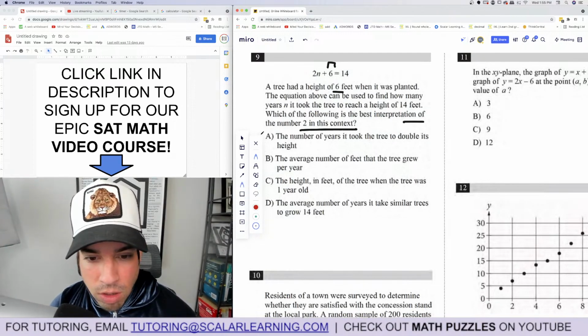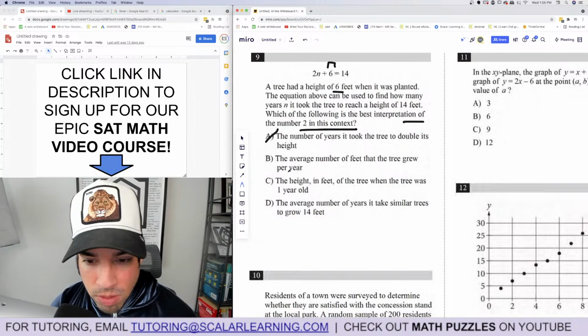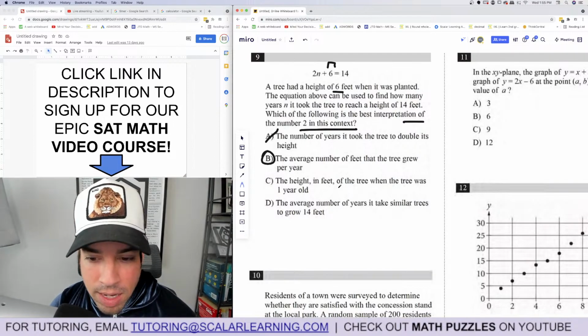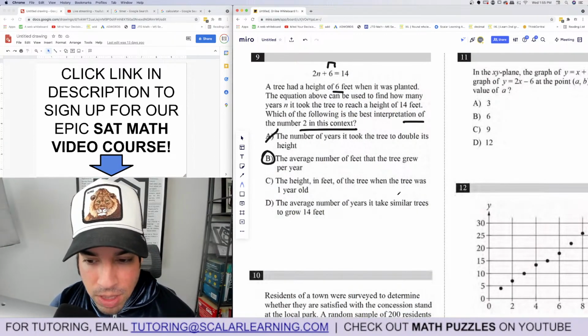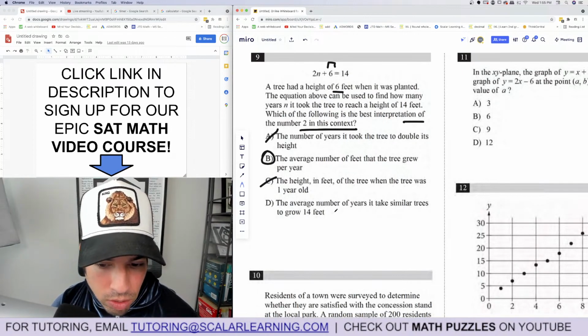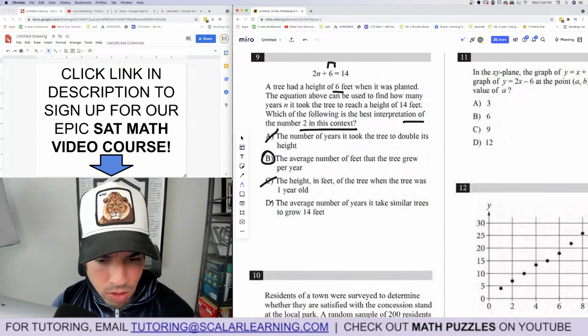So the number of years, no. The average number of feet the tree grew per year, yes. The height in feet, I'm just going to double check. Height in feet of the tree, no. That's ridiculous, because it would be 8 feet at 1 year old. The average number of years it took, no, that's insane.